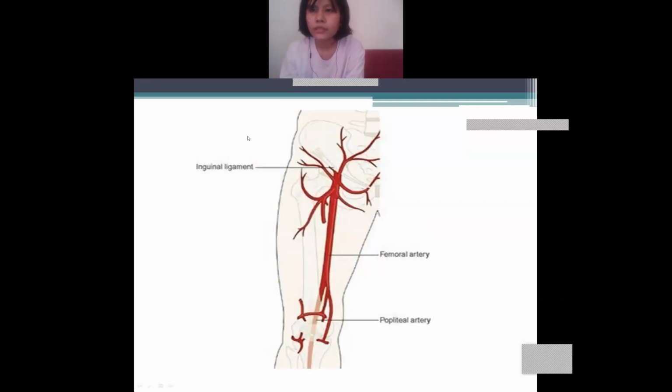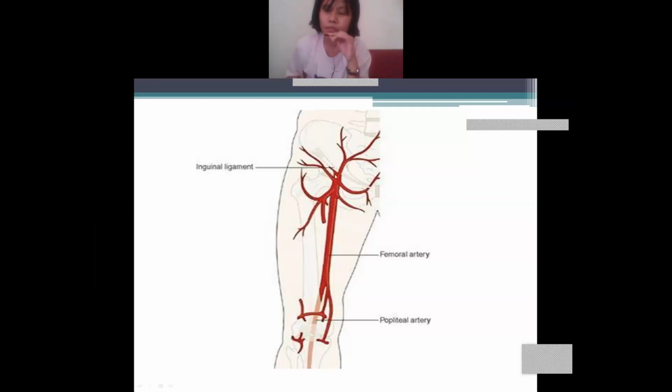So this is the lower limb vessel. Lower means downside, your legs portion. Upper limb vessels we have already discussed. So now we will discuss the lower limb vessels. So this is your leg portion. We are discussing the arteries, right? So arteries.